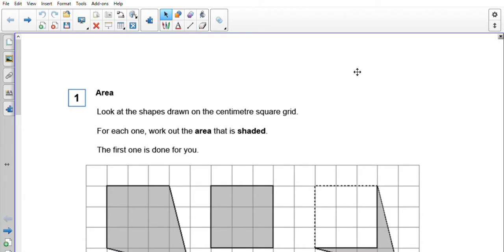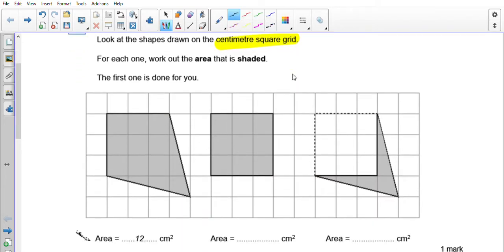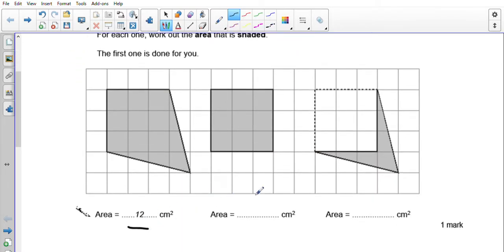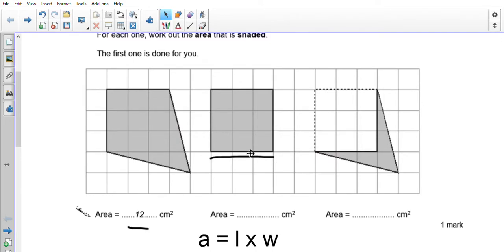Question number 1. Look at the shapes drawn on the centimetre square grid. Important: centimetre square grid, which means each square is 1 centimetre squared. For each one, work out the area that is shaded. Okay, so the first one is, I think, given to us: 12 centimeters squared. This next one, if we think about our formula, which we've used before, area equals length times width. So for a square, the area is simply the squared number. The length is 3. 3 squared is 9. 3 times 3 is 9 centimeters squared.